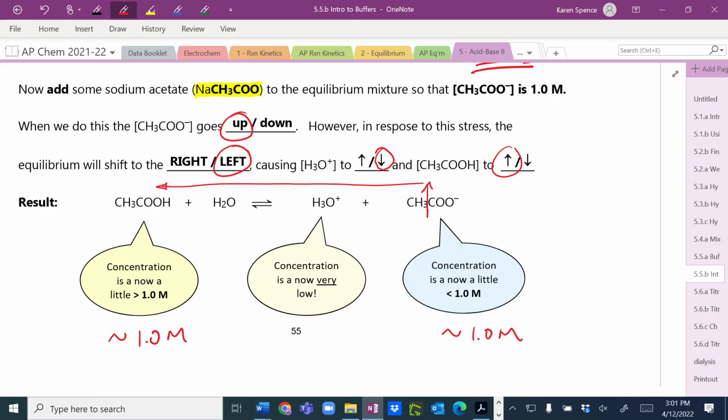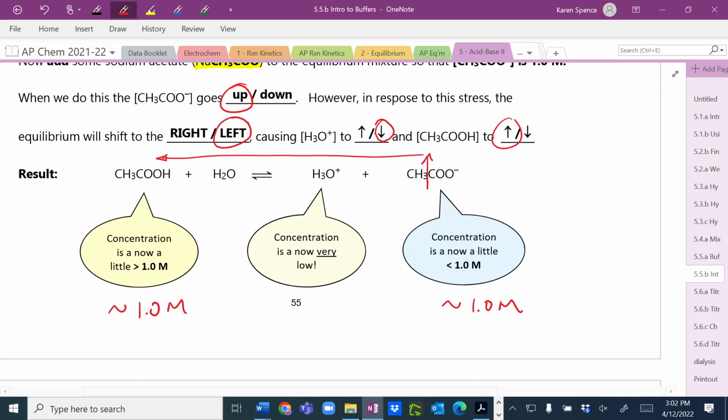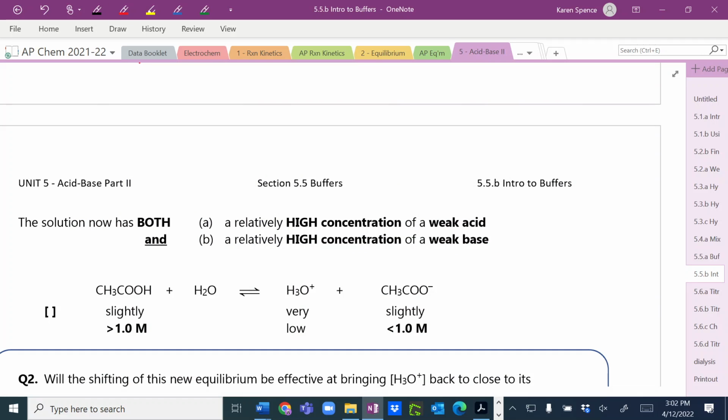You have to have a weak acid, so you have an equilibrium, and you have to have its conjugate base. Okay? You cannot have a buffer solution just with the weak acid. You cannot have it just with the conjugate base. You have to actually physically put both of them in the container together. So you have to have a high concentration of weak acid and also a high concentration of weak base.